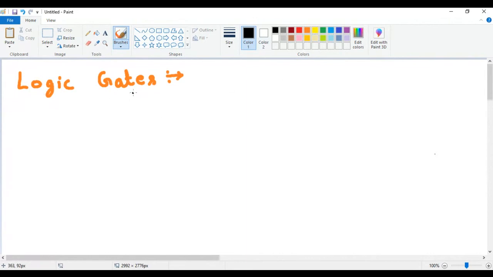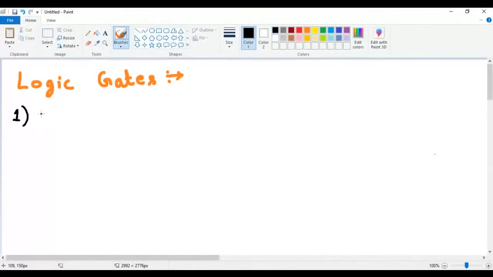Logic gates, right? So in the lectures we will start with the basic concepts and gradually move to the advanced concepts, which will be required for the GATE as well as the NET exam, right? Okay, चलिए शुरू करते हैं तो. So the first topic is logic gates.